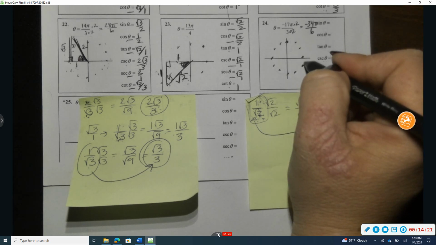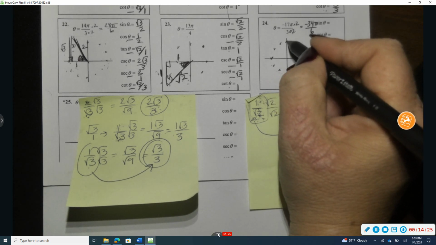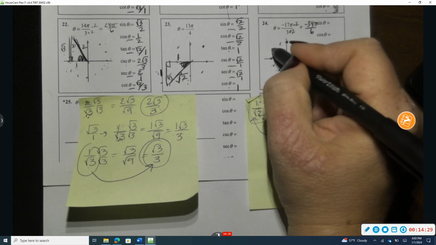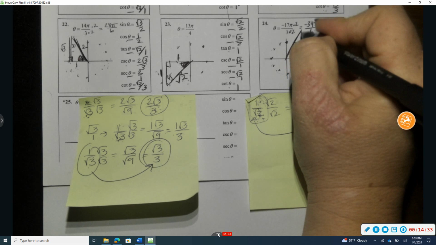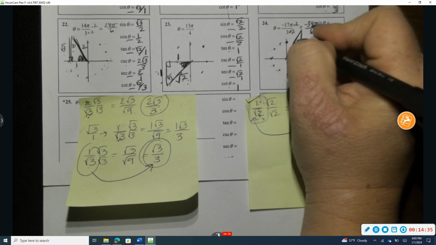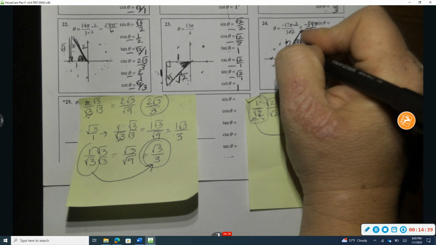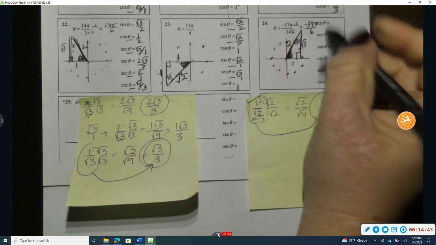12, 24, 25, 26, 27, 28, 29, 30, 31, 32, 33, 34. So here's where we are. This is 60, and this is 30, across from 60, across from 30, and across from 90. We're going to evaluate this interior angle.